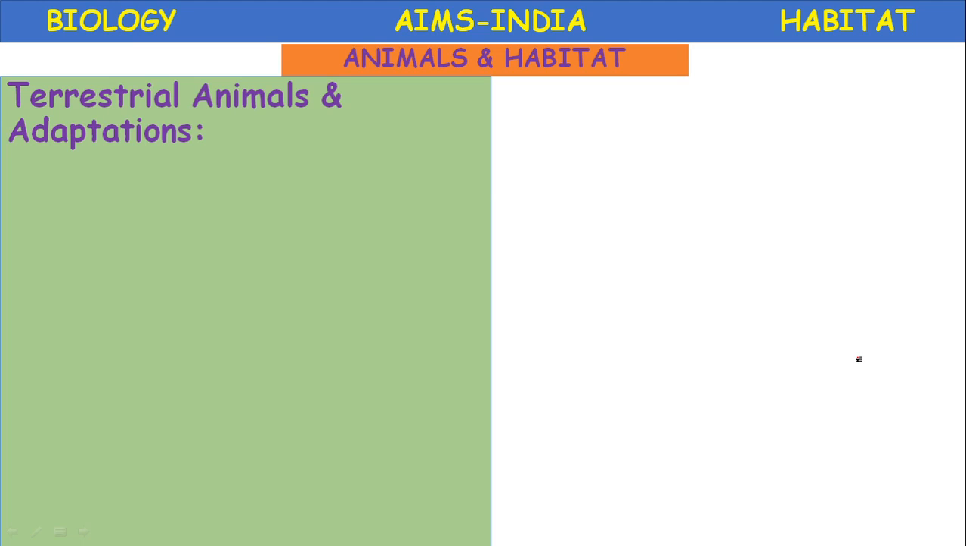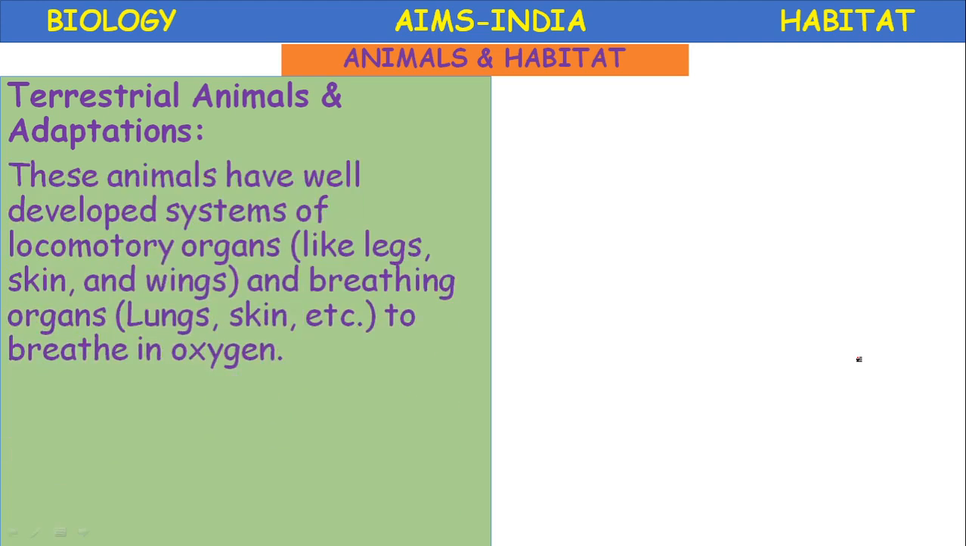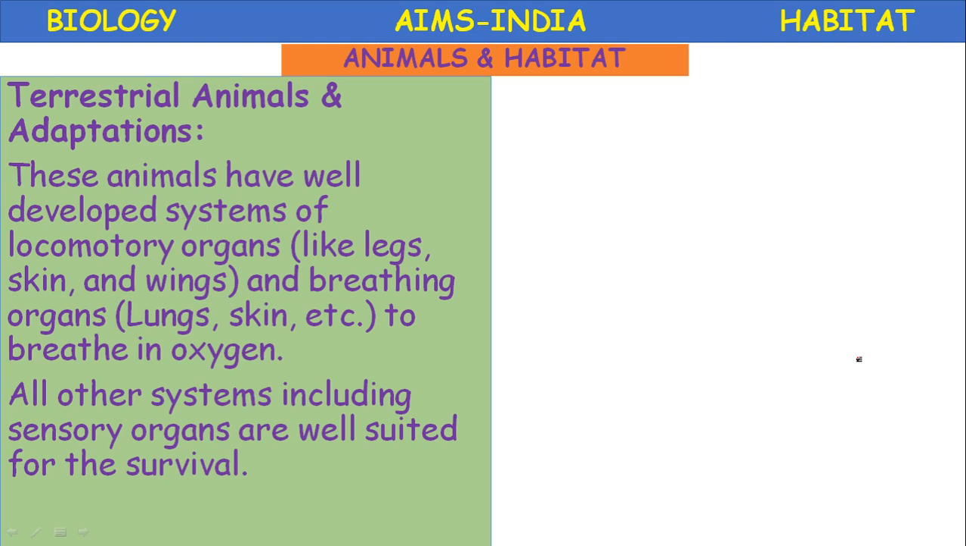Animals and habitat, terrestrial animals and adaptations. These animals have well developed locomotory organs. The animals which we find in different locations possess different kinds of locomotory organs like legs and wings, and breathing organs also. Some of them breathe with the help of lungs, some with the help of skin. What do they breathe? They breathe oxygen. All other systems, including the sensory organs, are well suited for survival on land.